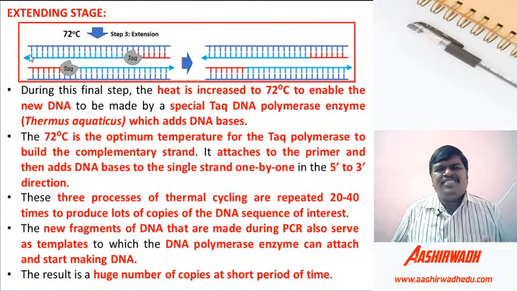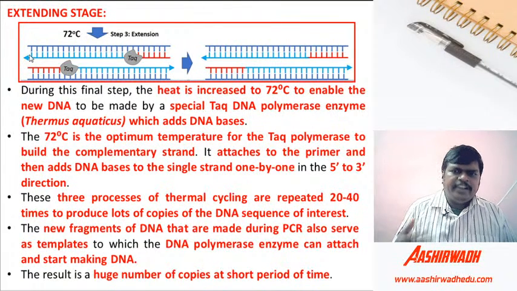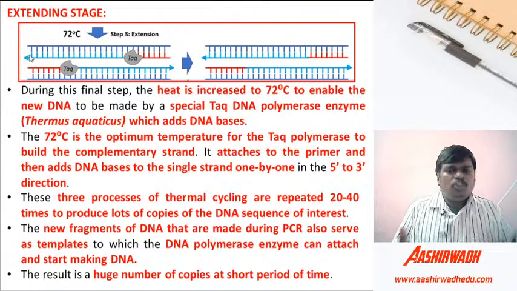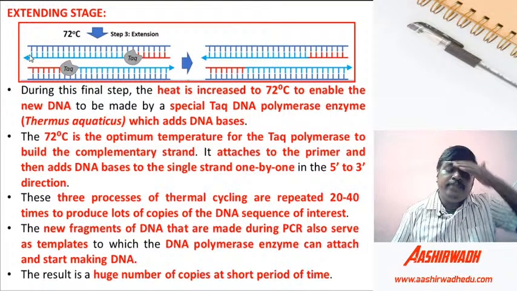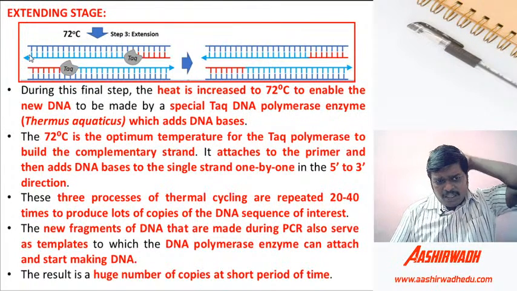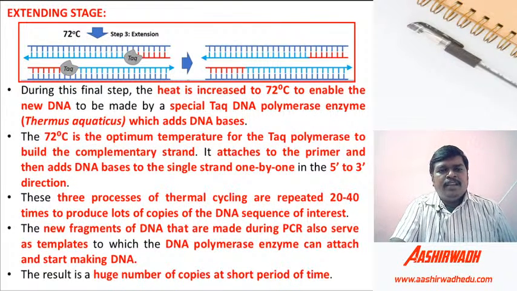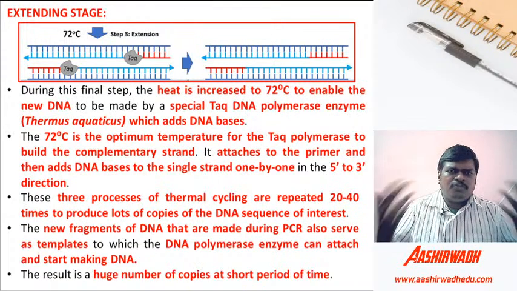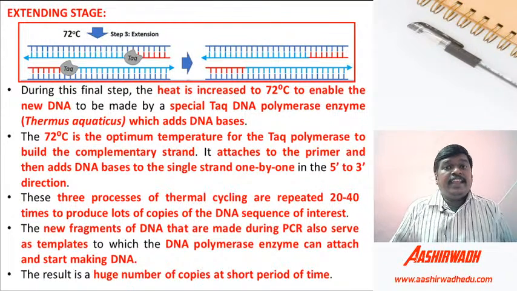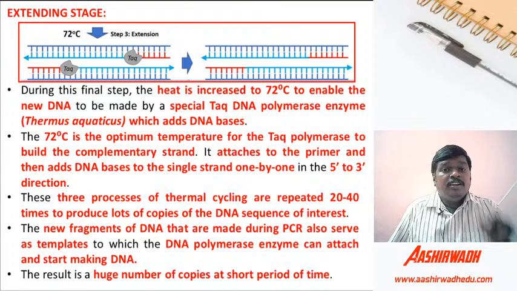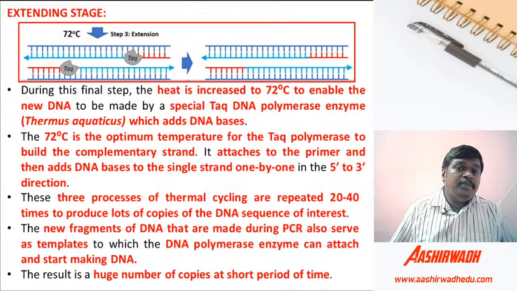And these three processes of thermal cycling are repeated for about 20 to 40 times. Continuously it is repeated to produce a lot of copies. If you want more copies, the same process will be repeated again and again, so that we can get millions of copies of the same gene of interest. And the new fragments of DNA that are made by the PCR reaction serve as templates. All those DNA molecules can act as templates and produce the same type of DNA again and again. That's why, as I said, from one DNA we can make millions of copies of the same type of DNA using the polymerase chain reaction.